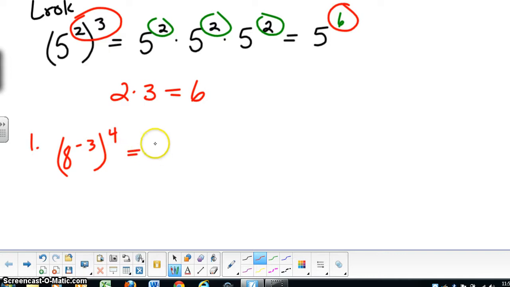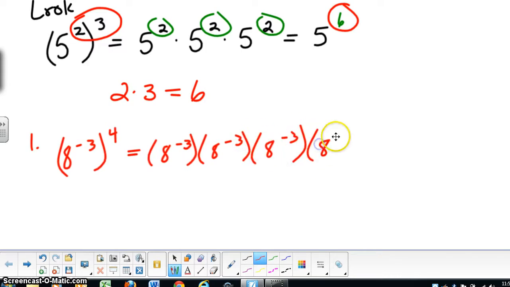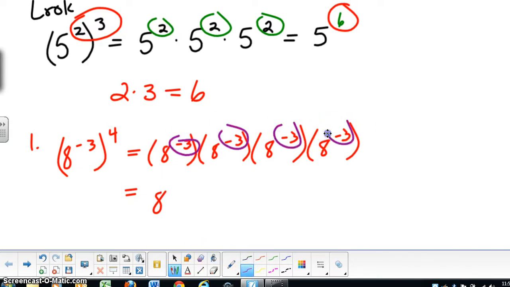Okay? So again, what this means is 8 to the negative 3, 8 to the negative 3, 8 to the negative 3, and one last 8 to the negative 3. Anything with the same base, we can use the base as part of the answer. And then if we add all of these exponents together, negative 3, and there are 4 of them, we're going to have negative 12 for the answer. Now again, compare. Multiply them together, you get negative 12.